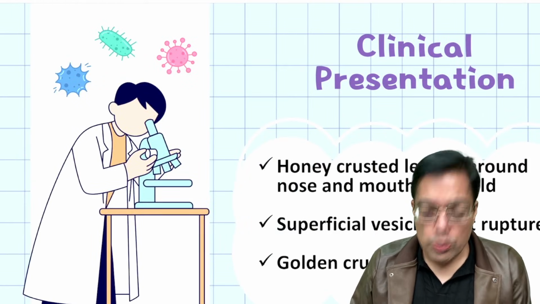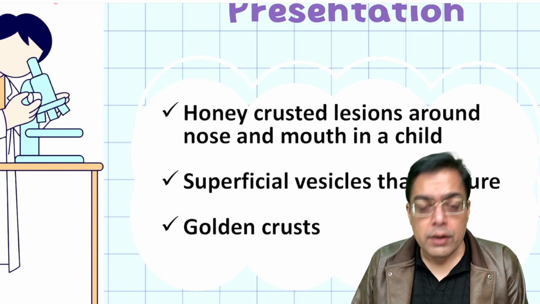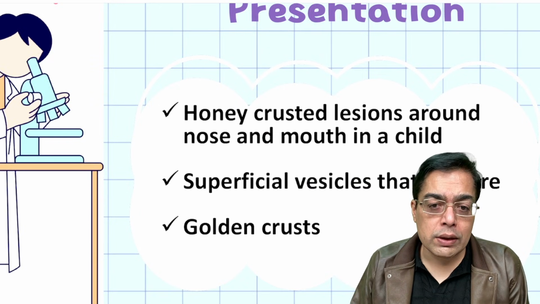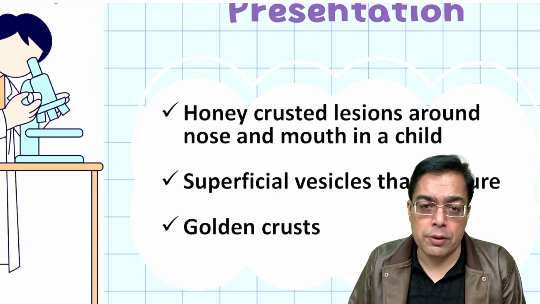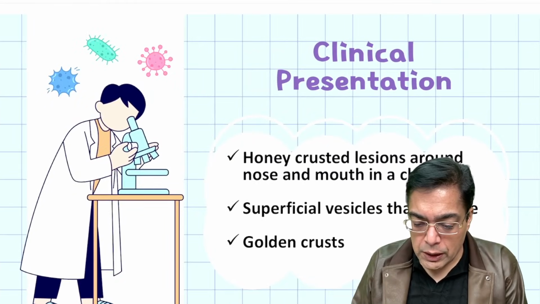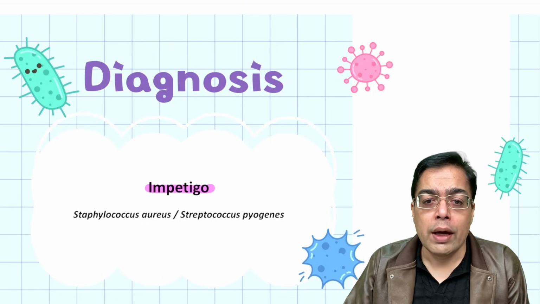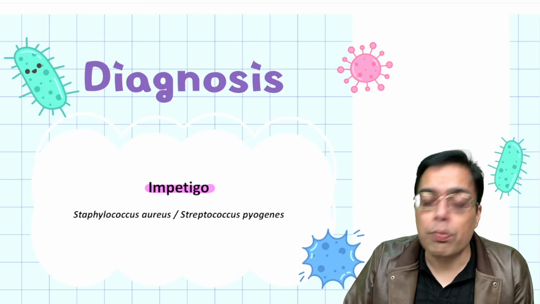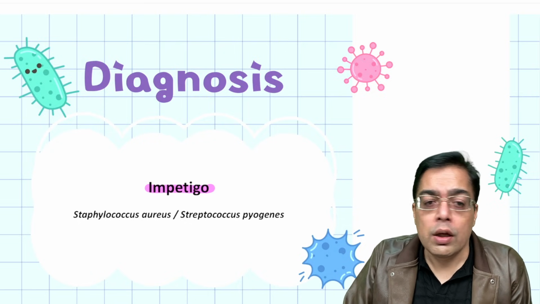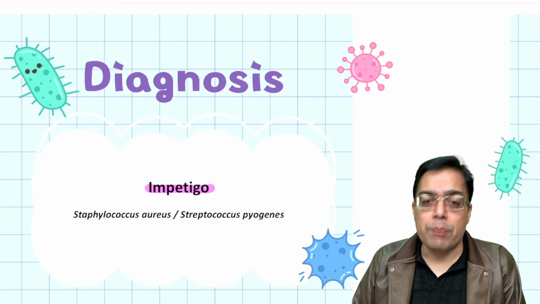The next one makes a mention of a patient with honey crusted lesions around the nose and mouth in a child. When you talk about the golden crust, there are superficial vesicles that rupture. This is very typically seen in patients with impetigo. Whenever I talk about impetigo, it can be caused by two important types of gram-positive cocci: either Staphylococcus aureus or Streptococcus pyogenes.